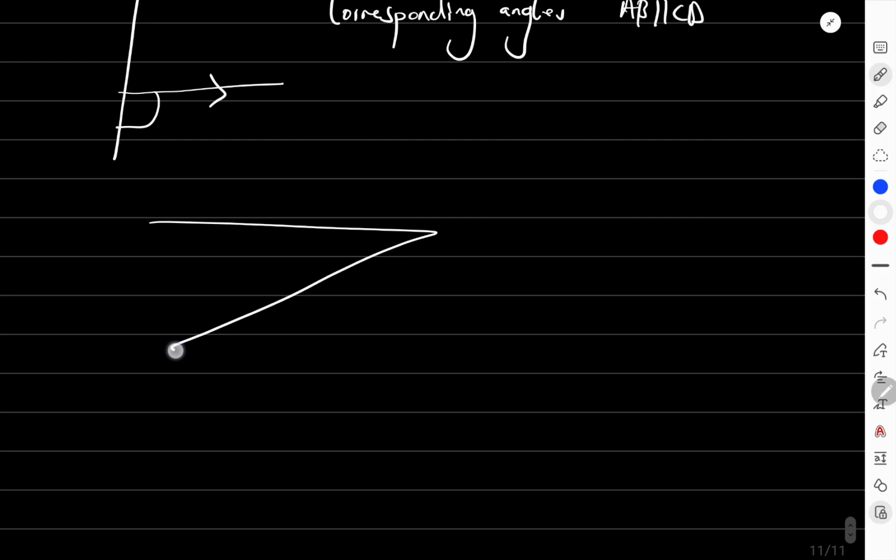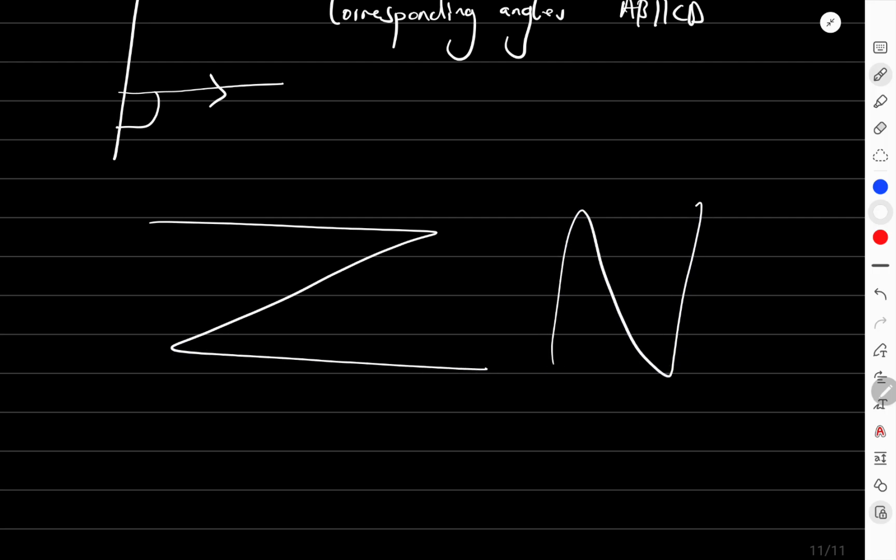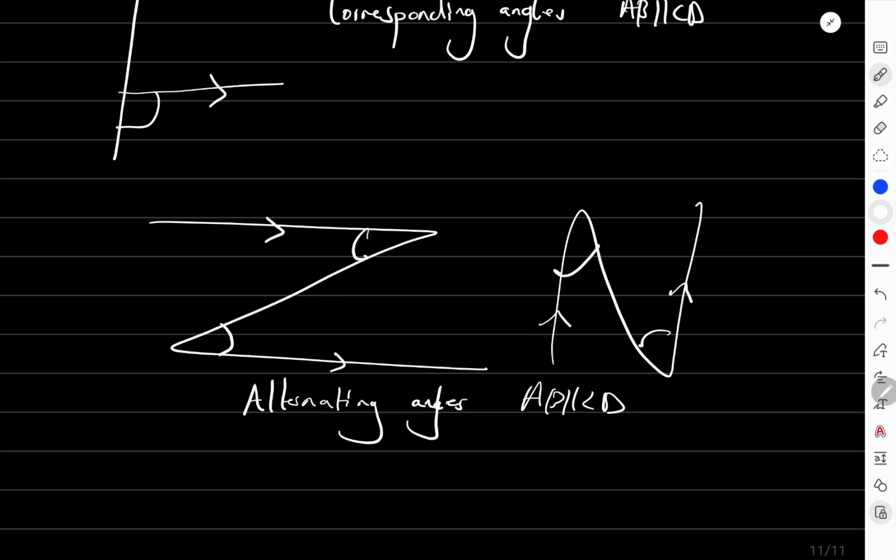Now, the last one, if you see a shape like this one or the shape that is like this, the angle that is found here and the angle that is found there, they are the same. The angle found here and the angle that is found here, they are the same. If these two lines are parallel, reason is going to be alternating angles. After writing alternating angles, you have to tell me the lines that are parallel. Let me just say AB is parallel to CD.